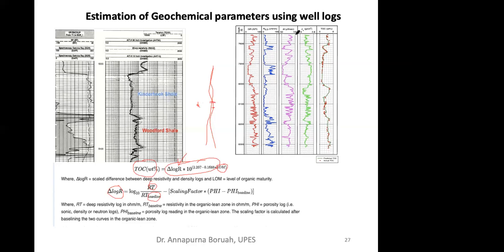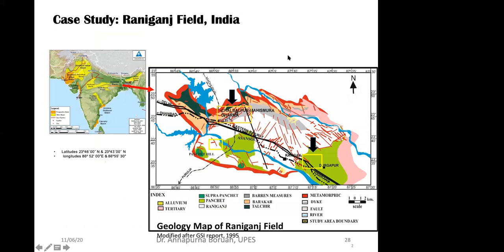And as logs like resistivity, gamma, and density are available for most of the wells in a field, you can create the TOC log. In this case, you can see this is the TOC log derived from the well log data. So you can use well log data to estimate the geochemical parameters also. Generally, the Passey method and the Schmoker method are old methods, but still considered standard methods. And nowadays, researchers have developed different modified methods to calculate TOC using these logs.